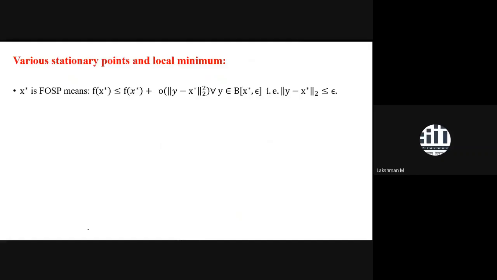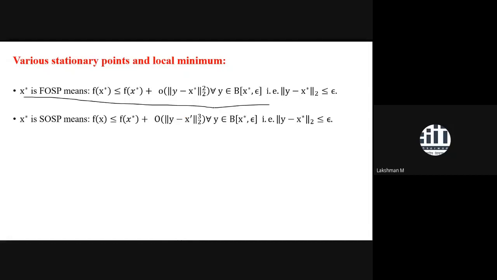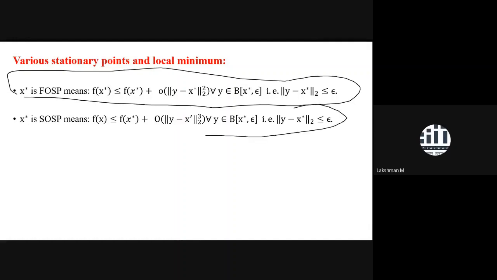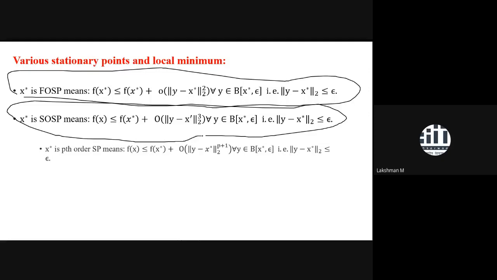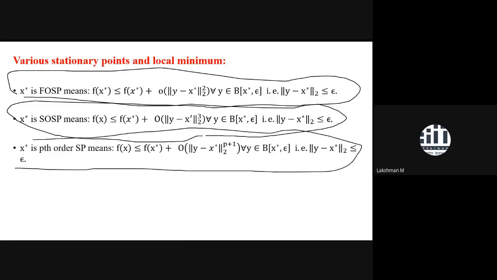Okay, it is already 45 minutes, so other things I will discuss in the next class. I have already discussed various stationary points here. This one is the first order stationary point; it satisfies this condition. x star is a second order stationary point; it is defined in terms of this, a very classical definition or definition with respect to a neighborhood. And this one is the p-th order stationary point if it satisfies this inequality.